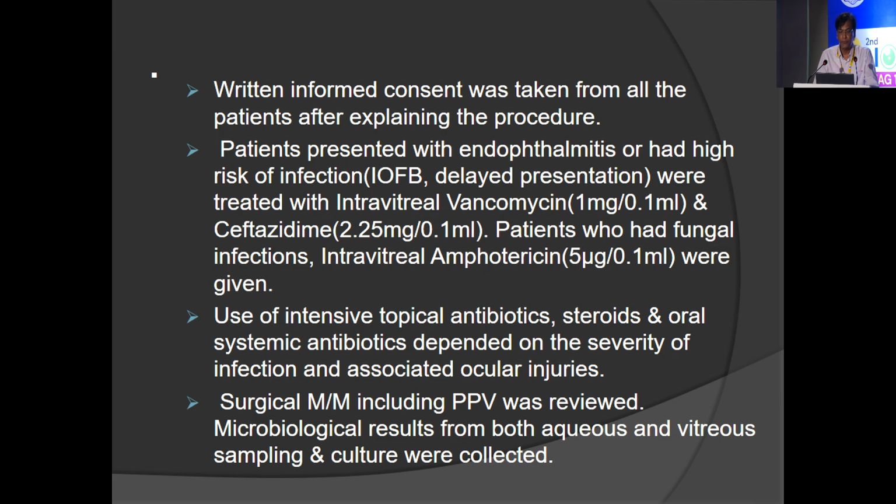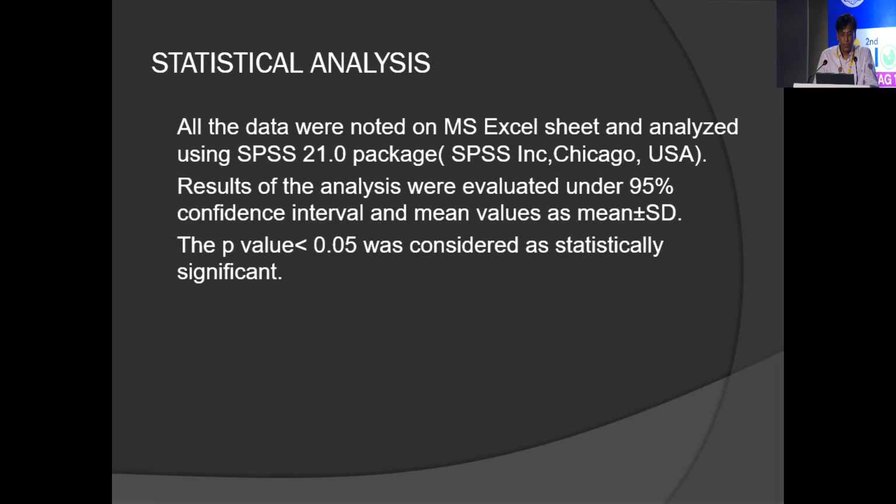Patients presenting with endophthalmitis or at high risk of infection, intraocular foreign body, or delayed presentation were treated with intravitreal vancomycin 1 mg per 0.1 ml and ceftazidime 2.25 mg per 0.1 ml. Patients who had fungal infections were given intravitreal amphotericin 5 microgram per 0.1 ml.